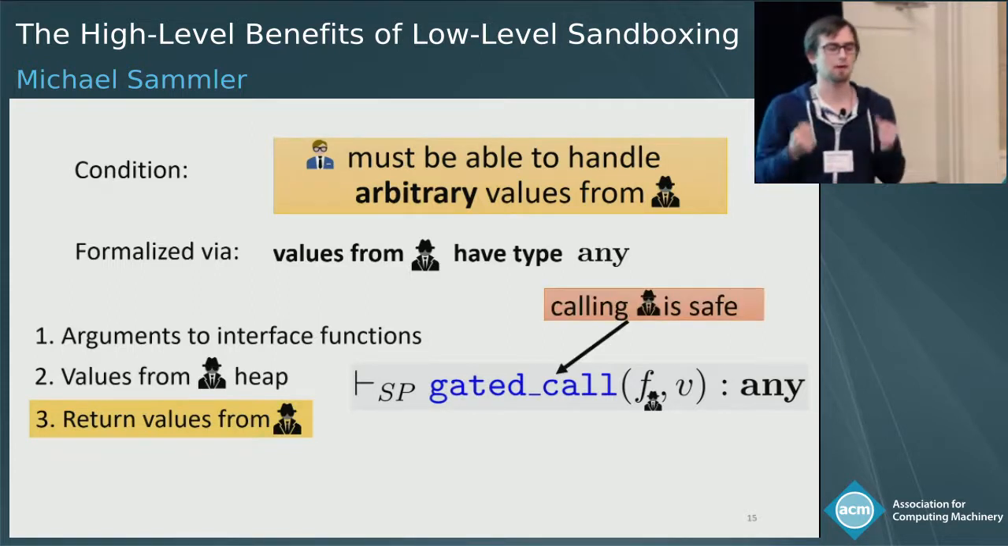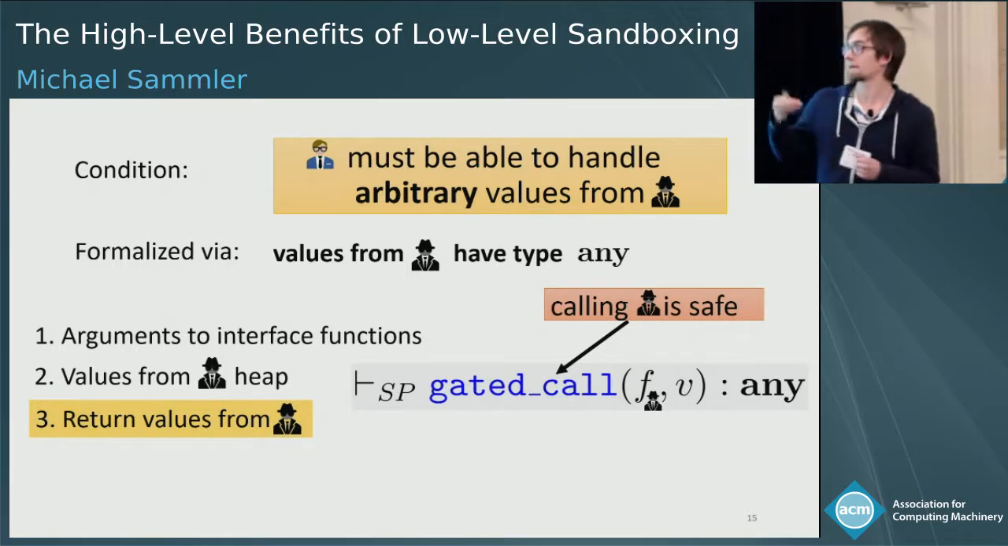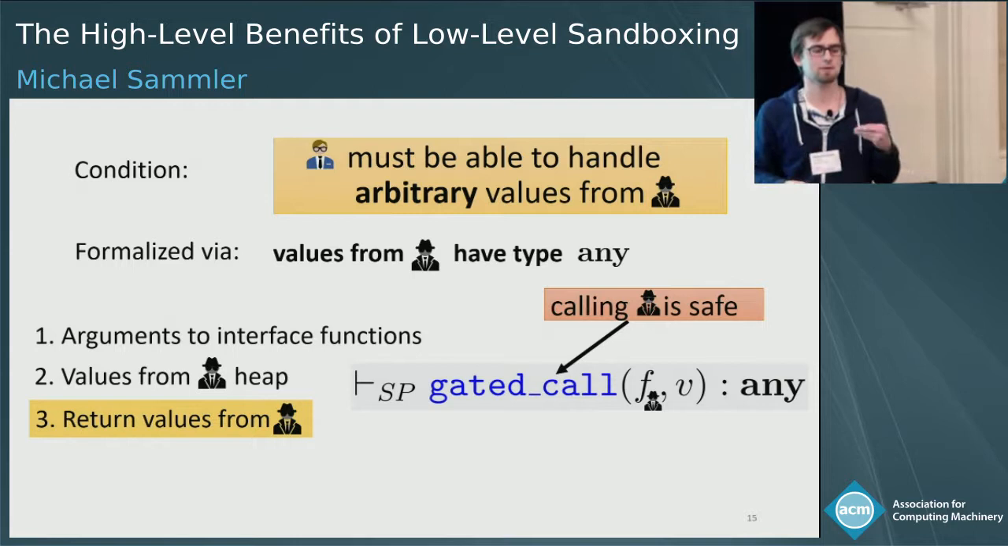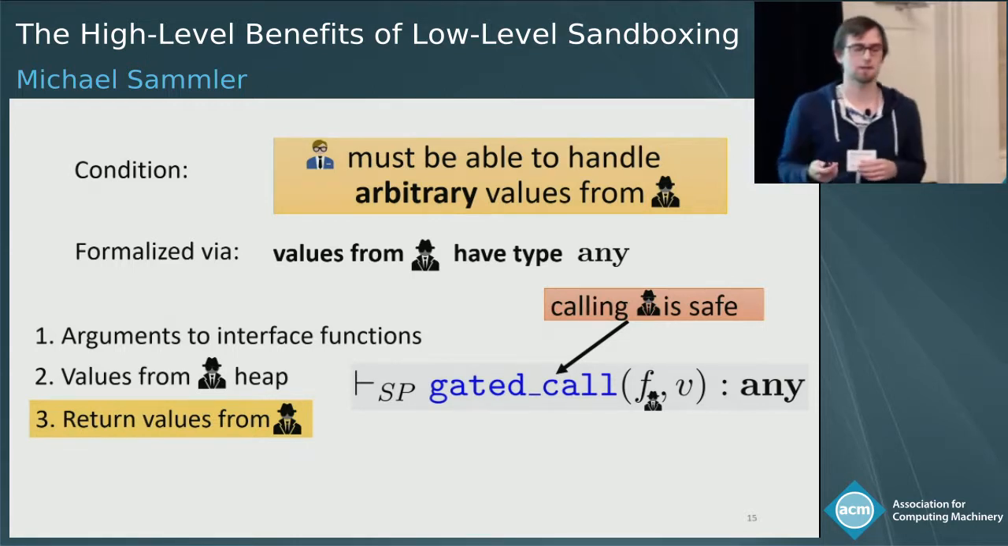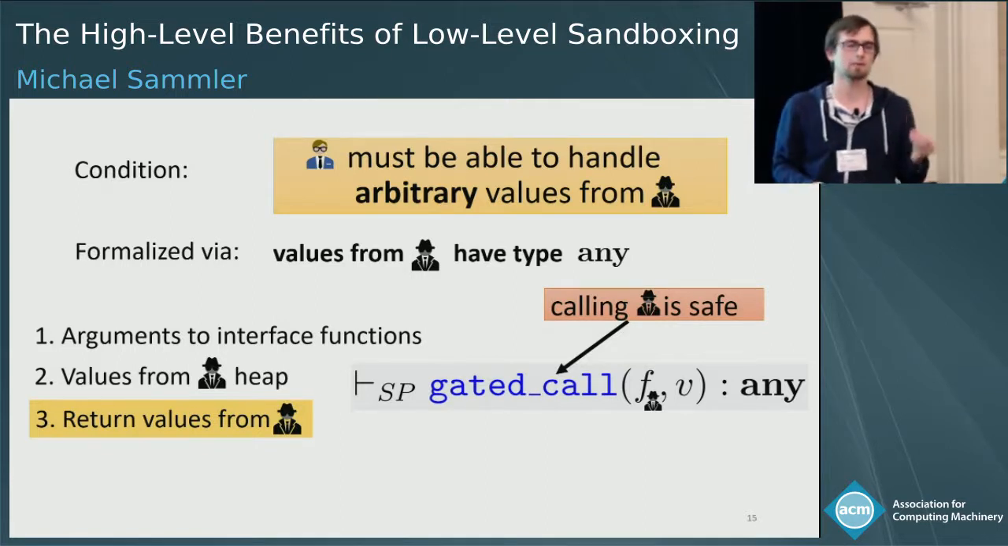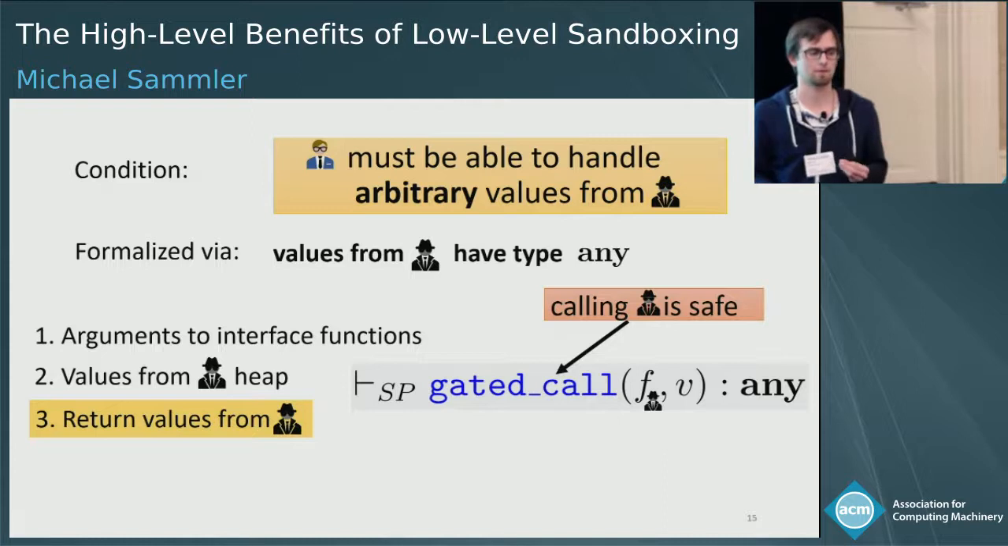And I especially want to highlight this rule because this typing rule shows that we can type code which calls the untrusted code, which basically means that calling the untrusted code is safe in our type system. And proving the soundness of this rule is actually a big part of the soundness proof of our type system.